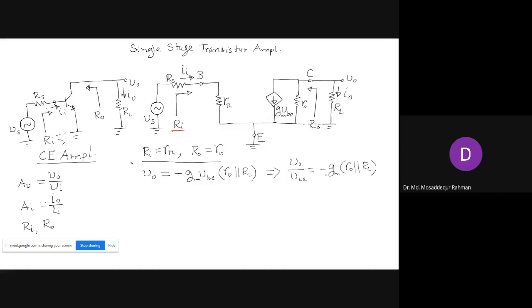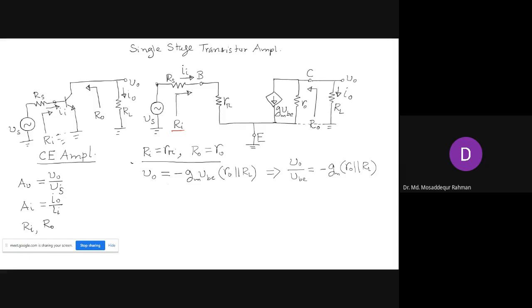Is that clear? Now, our actual voltage gain expression, sorry, I wrote VI, it should be VS. Our input voltage is VS. So our actual gain expression is V naught by VS, and that is the gain from this point, the input point, to the output point at the collector, right?